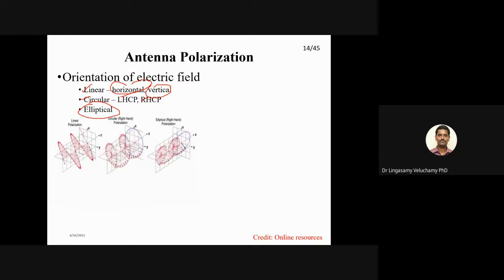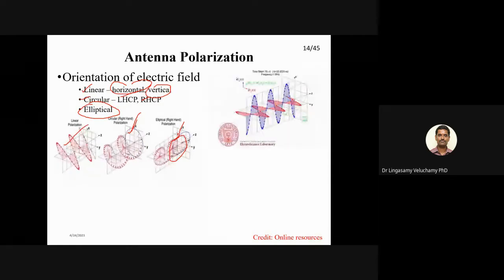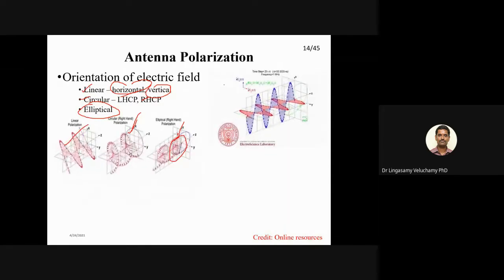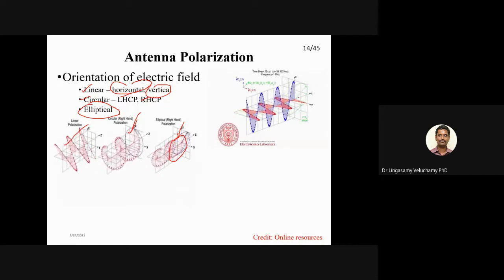In elliptical polarization, if both the angle and the amplitude are the same in the x and y axes, then it will become circularly polarized. If one component, for example the x component or y component, is 0, then it will become linearly polarized. So any electromagnetic wave will propagate like this.